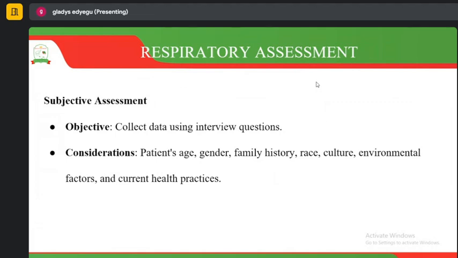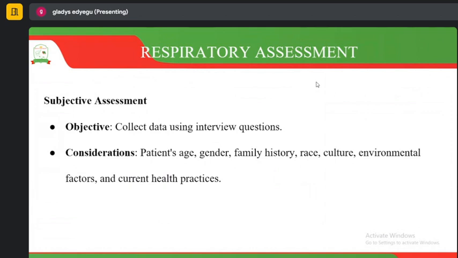This evening, we are still continuing with our health assessment, and today I want us to look at the respiratory assessment. So, we are going to look at the respiratory system, how we are going to assess basically our patients in relation to the respiratory system.